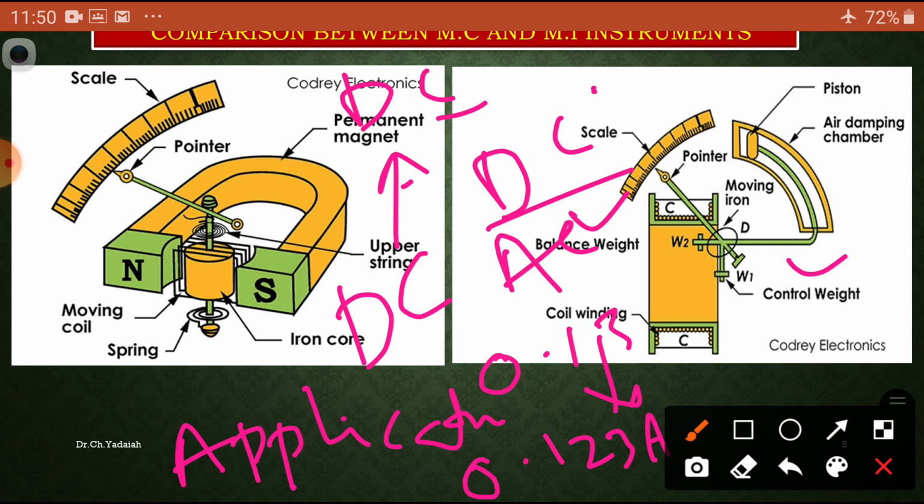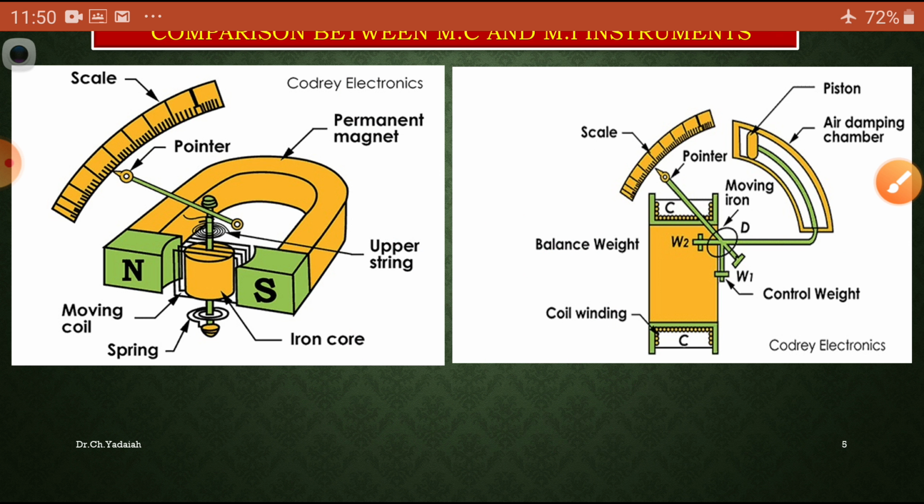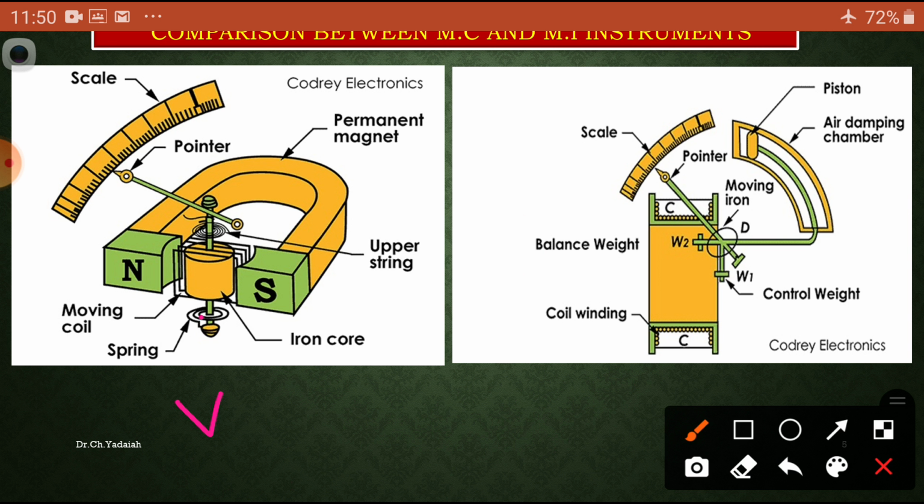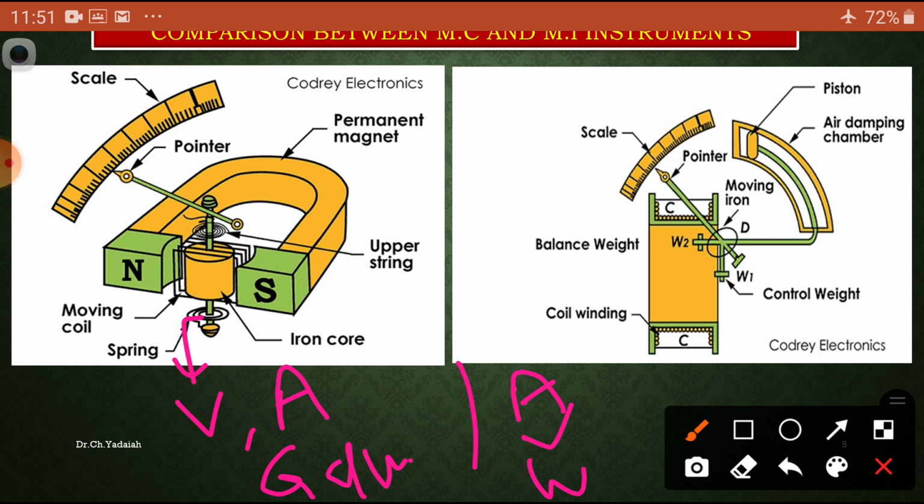Okay. Now another point is the meters. The MC meter can be converted into a voltmeter, ammeter and galvanometer. Whereas the moving iron instrument I can convert into an ammeter or voltmeter, and if possible, I can convert it into a wattmeter also.